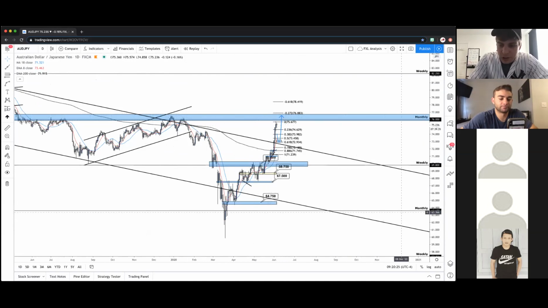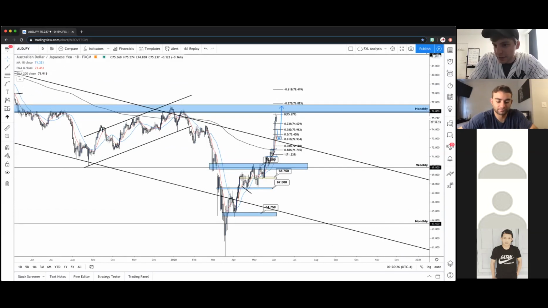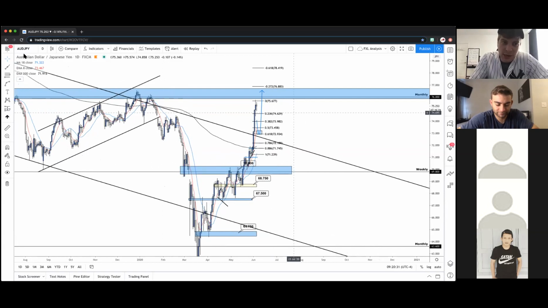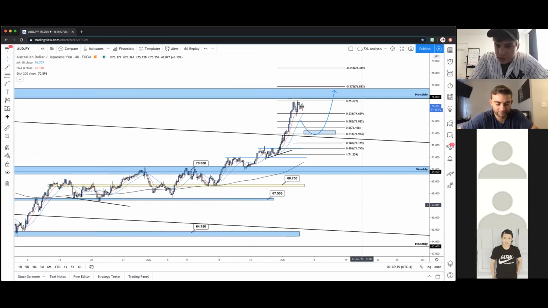We're still bearish until this monthly level is broken. So right at 76, the 76 handle. So again, it all depends on how price action reacts at these levels. So let's drop to the 4-hour, zone in on current price action.